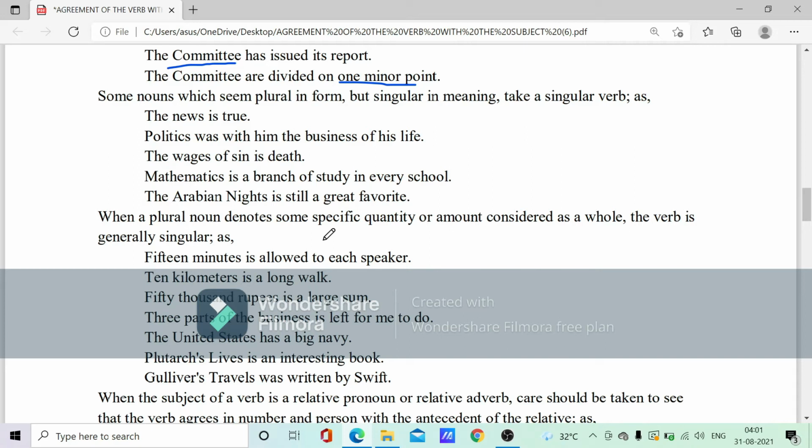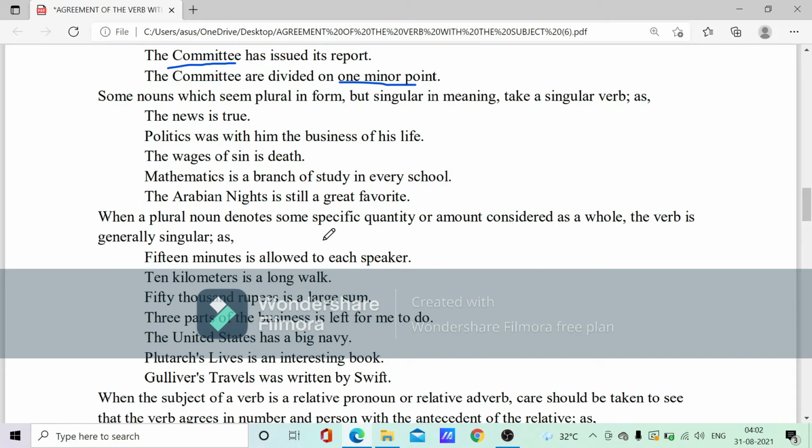Mathematics again, although it ends with cs, also refers to a singular subject, right? Singular noun and singular subject. So here you would find that "is" is used as a verb because mathematics is supposed to be a singular subject. The Arabian Nights is a book, although written with s at the end of nights, right? But it refers to a single book.